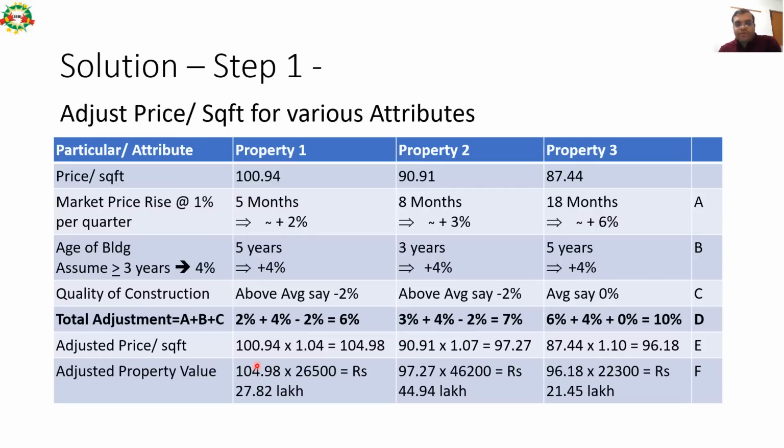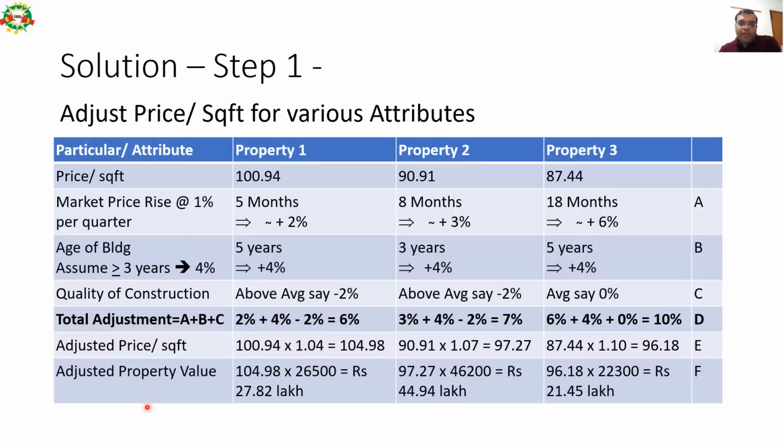Then adjusted price per square feet. For price per square feet we have the actual price, and then we have to make the adjustment for the factors, the attributes, which is 4%. So 104.98 is the adjusted price per square feet of sample property 1. Likewise 97.27 for property number 2 and 96.18 rupees per square feet for property number 3.